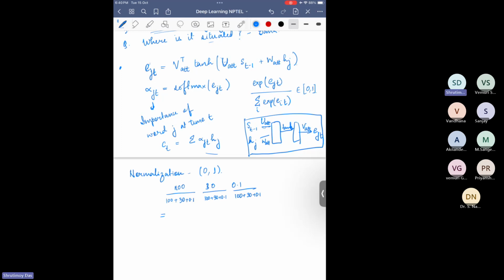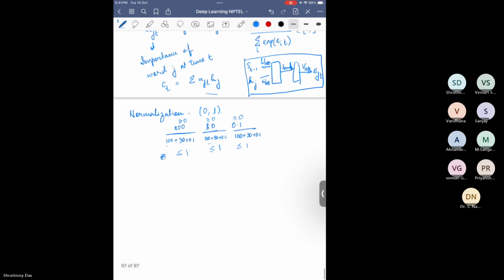I will get some number between 0 and 1, because the denominator is bigger than this, so this will be less than 1. This is bigger than this, so this will also be less than 1, and this will be less than 1 too. And these are positive, so these numbers are also greater than 0. My initial vector was 100, 30, and 0.1, but after this normalization step, where I divide by the sum of these numbers, my numbers will lie between 0 and 1. This step is called normalization. It's fine, right?